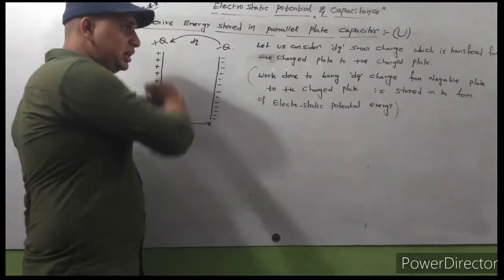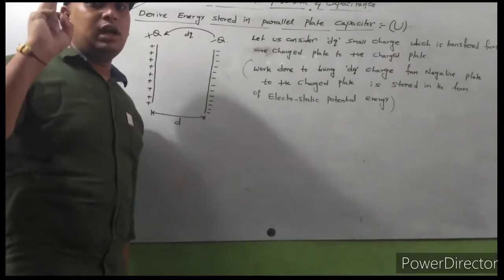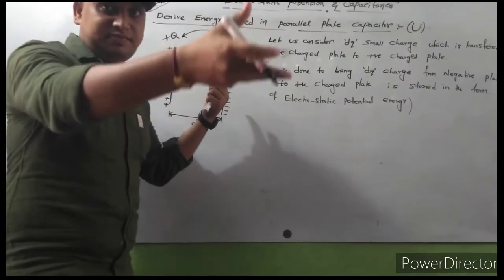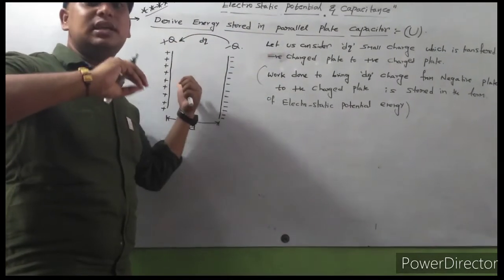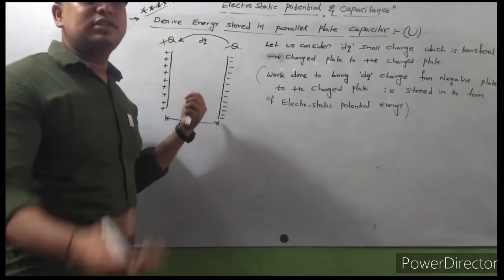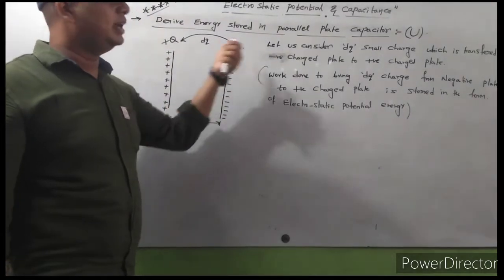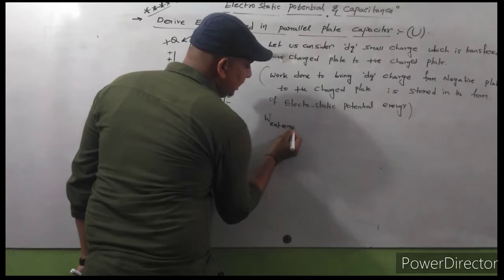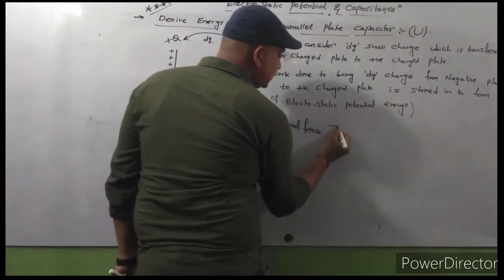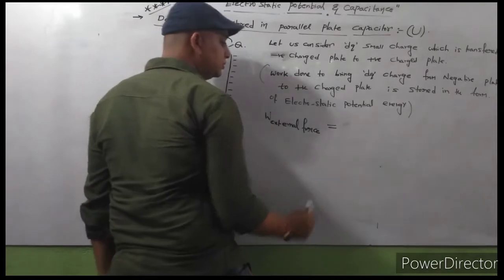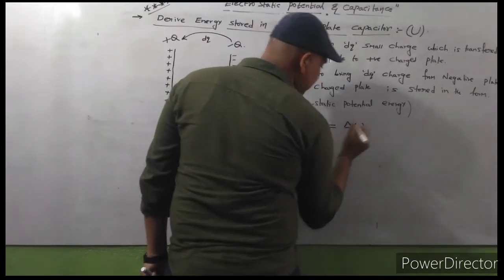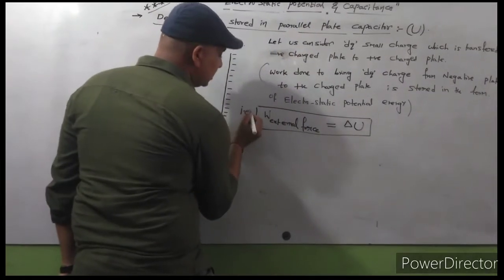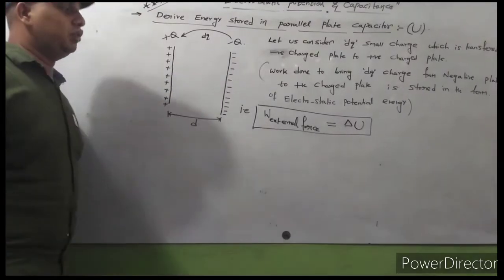That means, what is the work here? We have two types of work: work done by external force and work done by internal force. We are moving the charge from this plate to that plate, which means we are applying force. The force we apply is called external force, so here the work is done by external force. Work done by external force is equal to what is stored in the form of potential energy, that means the change in potential energy. This is very important: work done by external force is equal to change in potential energy.